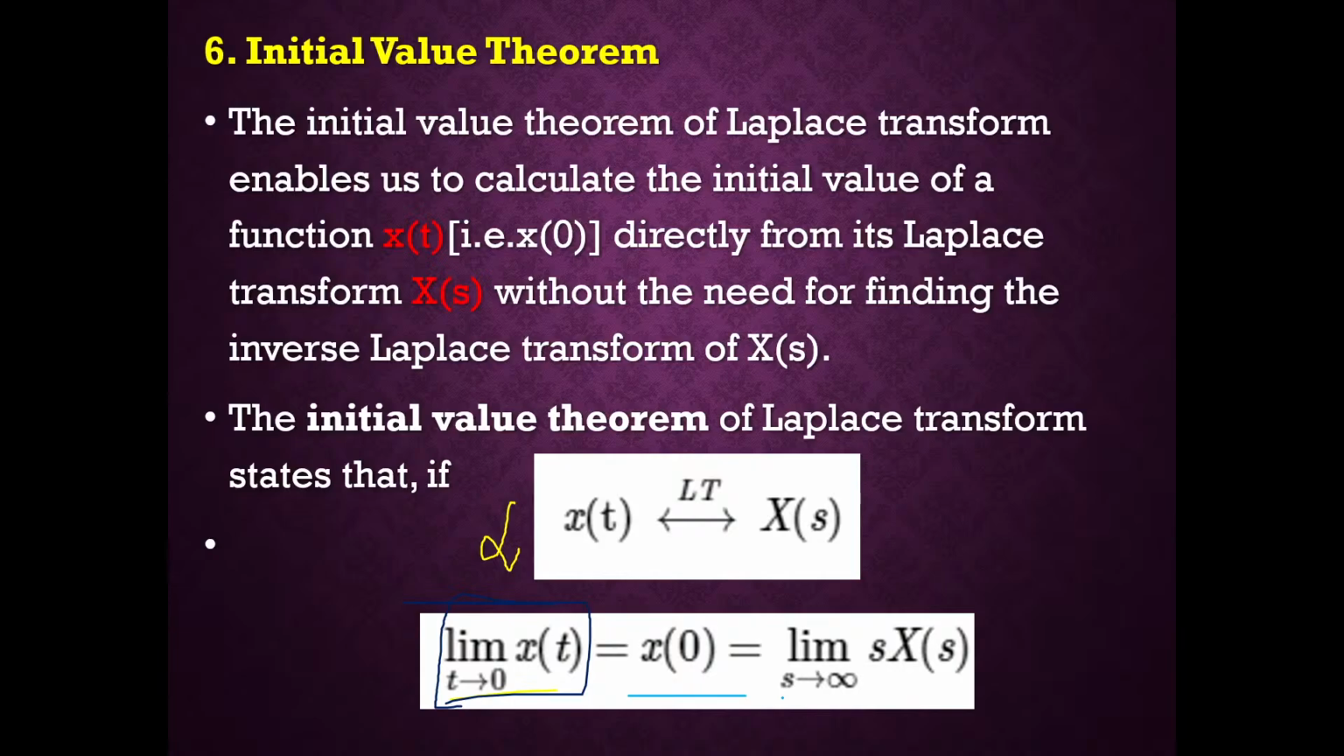Then in Laplace form, limit t tends to 0 of x of t is nothing but x of 0, because instead of t you must write 0. So x of 0 will be equal to limit s tends to infinity s x of s. According to the initial value theorem, if you have limit t tends to 0 of x of t, then in Laplace form it will be converted into limit s tends to infinity s x of s.